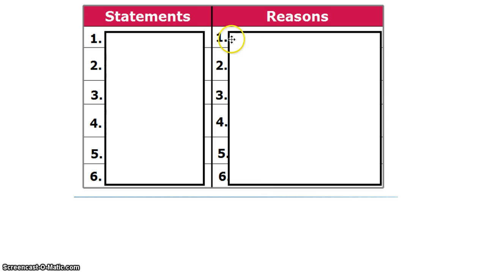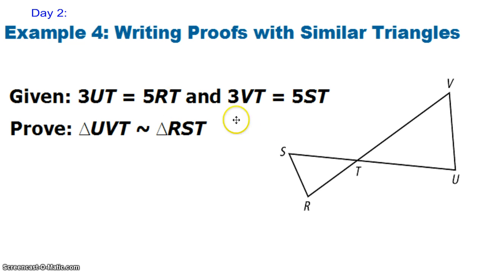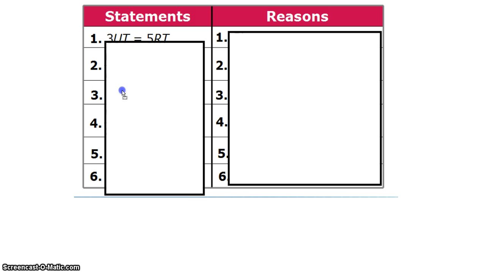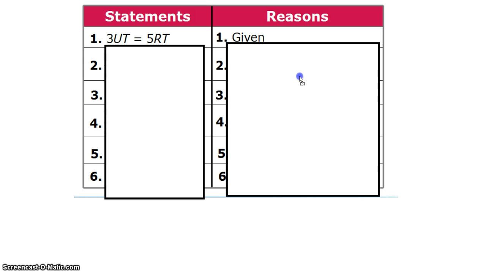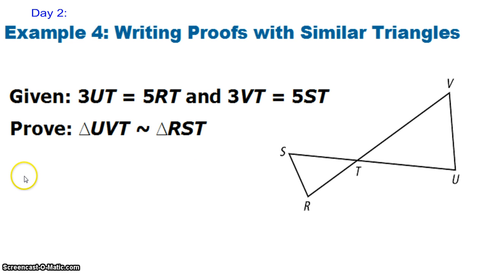So you can see on the next slide you have 6 steps. The first step we always know is the given information. So how do they state the given information? They begin with 3 UT equals 5 RT, given. Usually when they only give one piece of the given information, something flows out of this before they give the other given. We also know the last step, of course, is going to be that triangle UVT is similar to triangle RST.